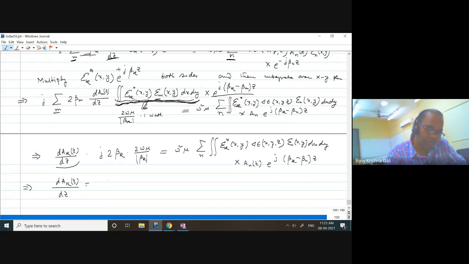Yes, we can write minus j, right? And then you see omega square is there here, so one omega will be cancelled. So this will be there, and mu cancel, right? 2 become 4, right? So we have one beta k is there. This thing beta k and this is a mode beta k.